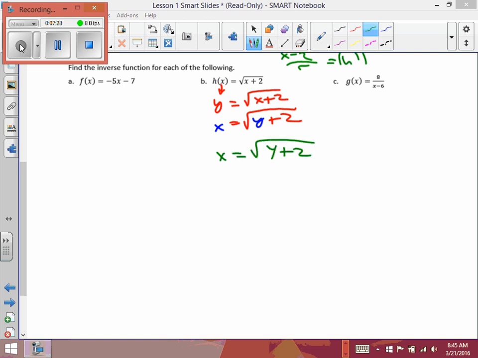How do you get rid of a radical? You raise it up to the second power. The house and the 2 cancel out. What you do on one side of the equal sign, you can do on the other. What happened to the house and what happened to the 2? They're inverses. They're opposites. They undo one another.